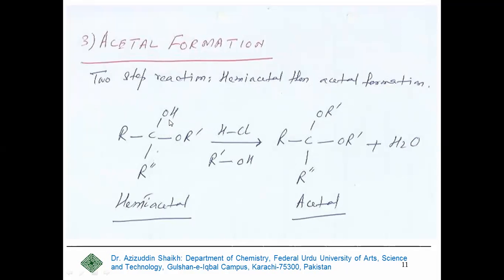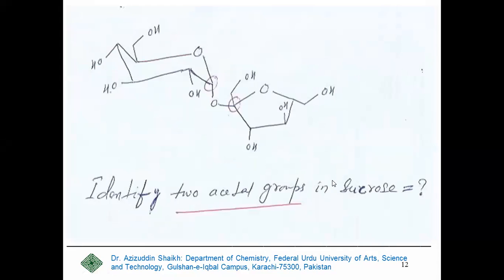What is the difference between hemiacetal and acetal? All the groups are retained, but OH is converted into OR dash. This is the second alcohol molecule added. OH is converted into OR dash. In the first step, the OR is added. In the second step, again OR dash is added instead of OH. So the hemiacetal is further converted into acetal, and acetals are more stable as compared to hemiacetal.